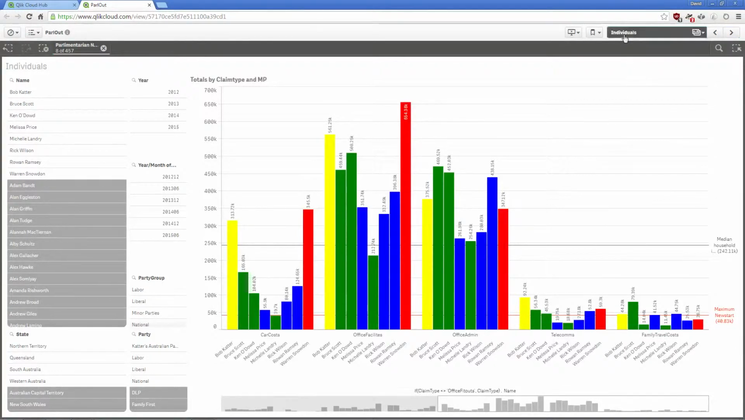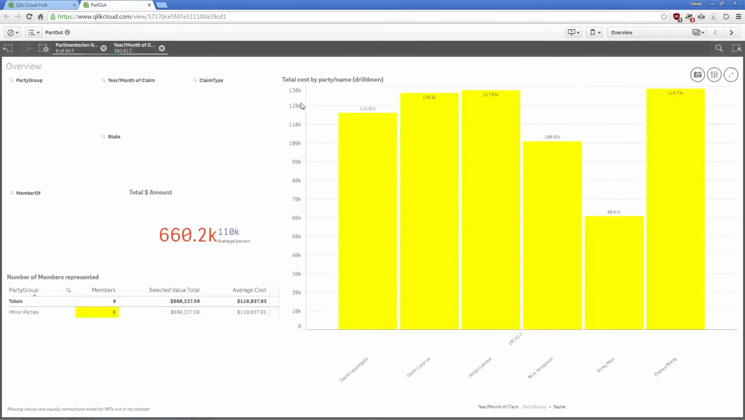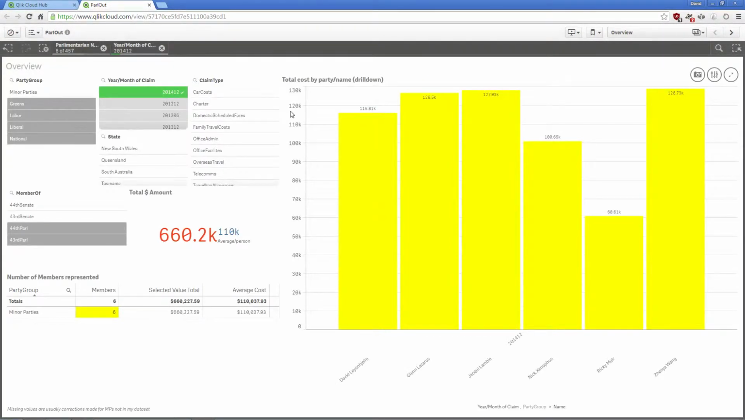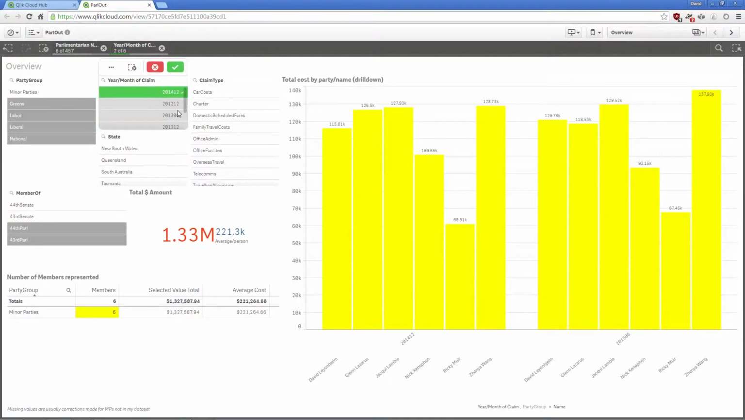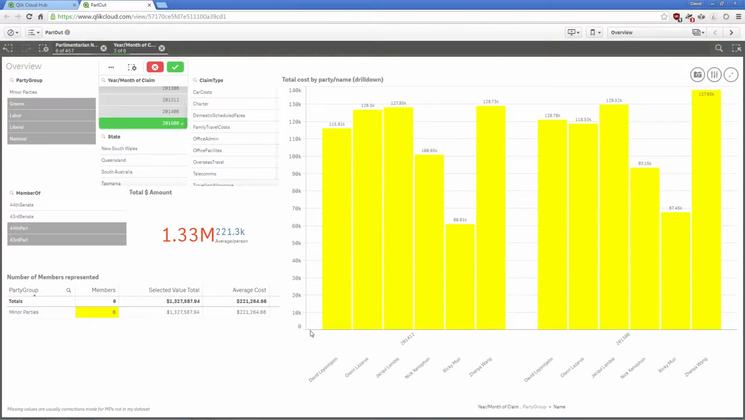So that's that. I would also like to show you the independent senators. I'm sure a lot of people are jumping up and down to see how these guys are going. So I've got them all here together. Let me just clear that month out. Here we go. Those two months are the only two months where we have all of them together.